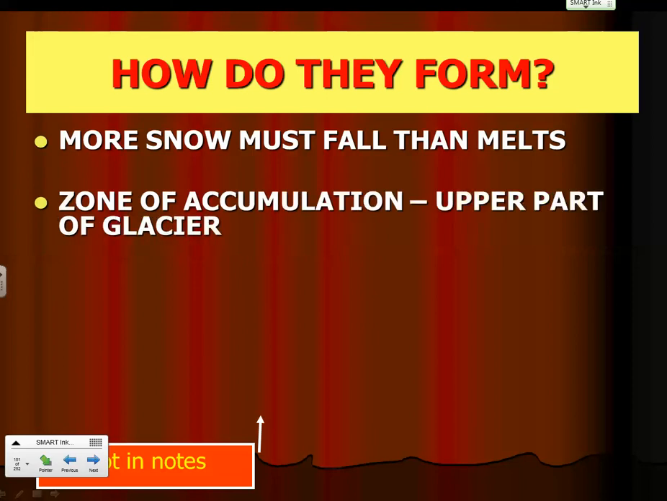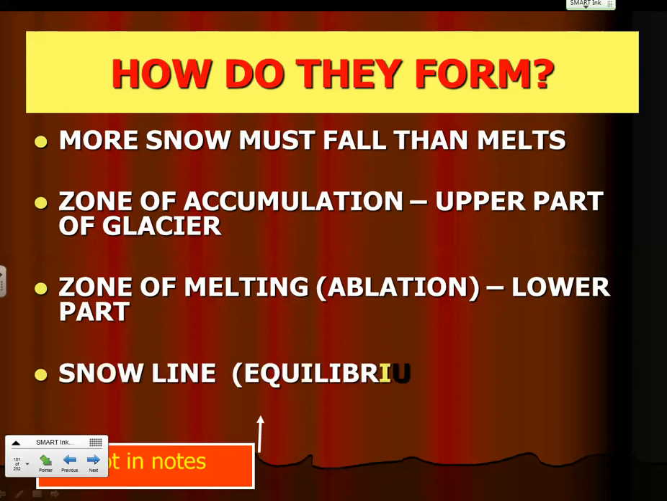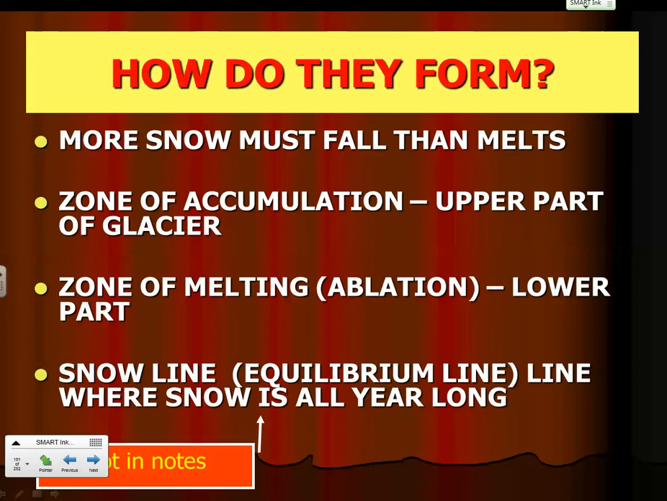Now the place where that happens we call the zone of accumulation. It's in the upper part of a glacier where it snows more than it melts. Now at the other end of the glacier, it's called the zone of ablation or zone of melting. This is the lower part of the glacier where it melts faster than it grows. And the line between them, like that question I showed you earlier, is the snow line. It's like the equilibrium line where the snow is all year round above it, but not below it.